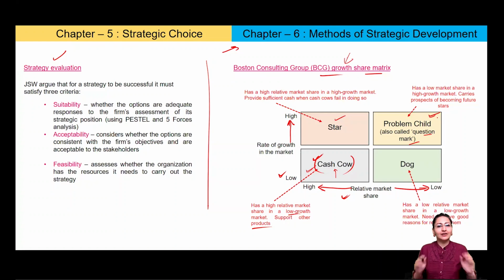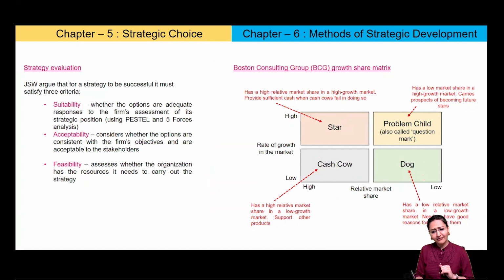Here, you can contribute some amount of money to problem child because it has the capacity, it has the capability of growing, and in the future, this problem child can become a star. But dogs, they have relatively low market share and low growth prospects also. Neither they have a chance of growing, nor they at present carry good market share. They are a perfect case of selling. Close them, sell them. That means dogs, you should not invest more money on dogs. They should be sold immediately.